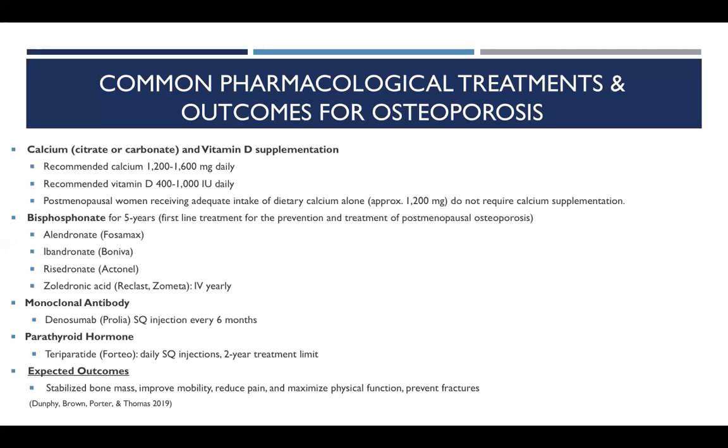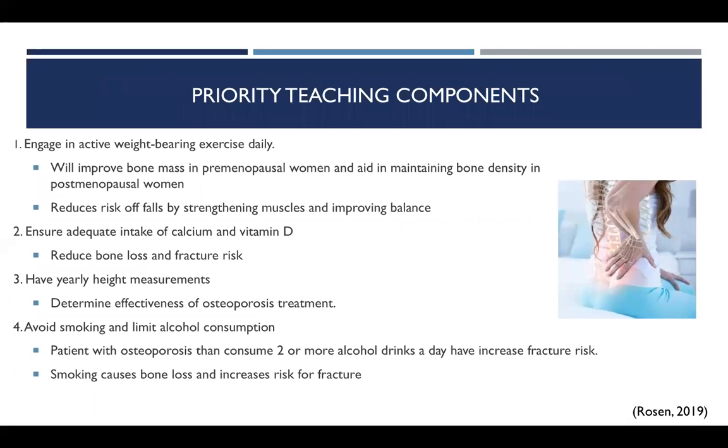And the expected outcomes are to stabilize bone mass, improve mobility, reduce pain, maximize physical function, and prevent fractures. Priority teaching components. You want to ensure the patients engage in active weight-bearing exercise daily. This will improve the bone mass in premenopausal women and aid in maintaining bone density in postmenopausal women. It will reduce the risk of falls by strengthening muscles and improving balance.